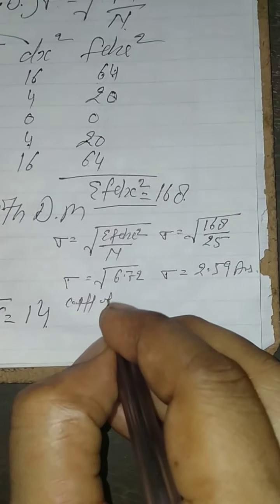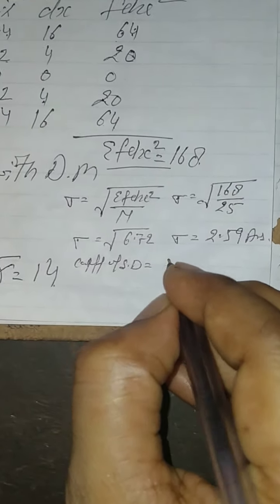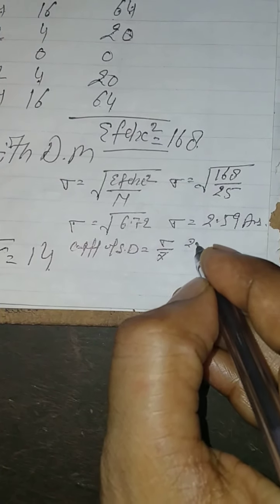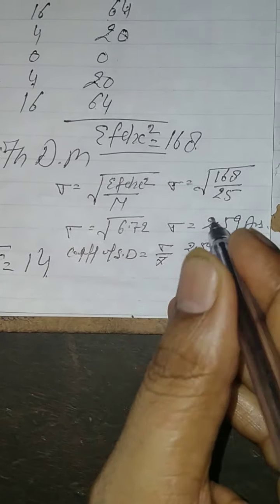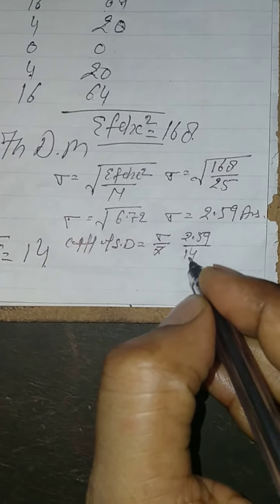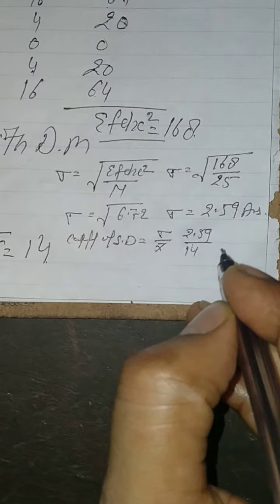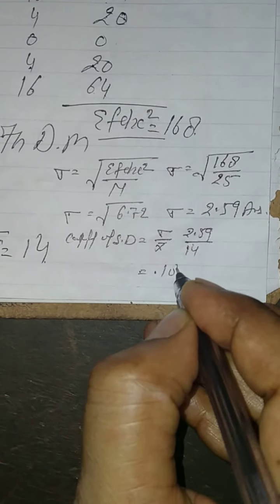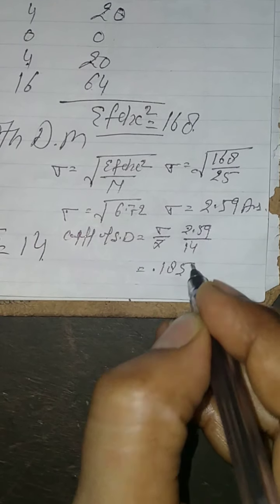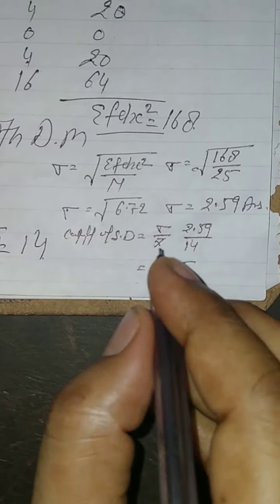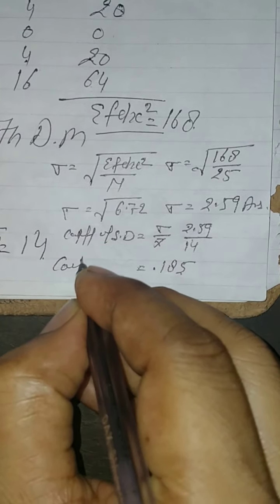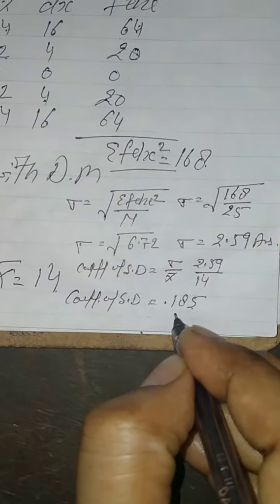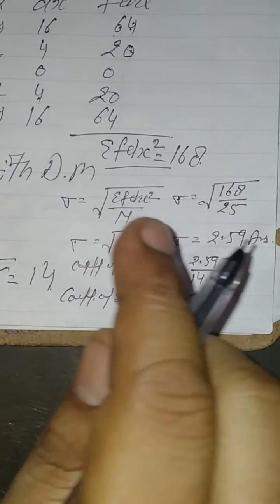Coefficient of standard deviation: the formula is standard deviation divided by mean. That means 2.59 divided by mean 14, which is equal to 0.185. That's your coefficient of standard deviation. Clear? See once again.